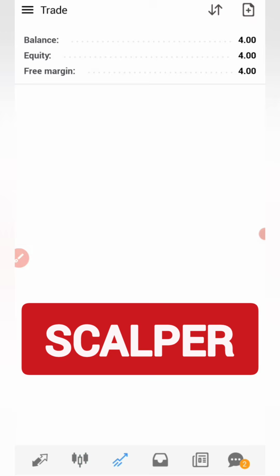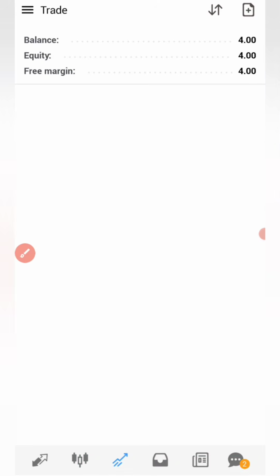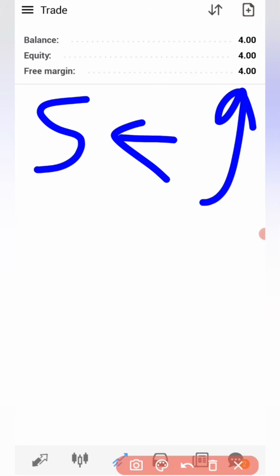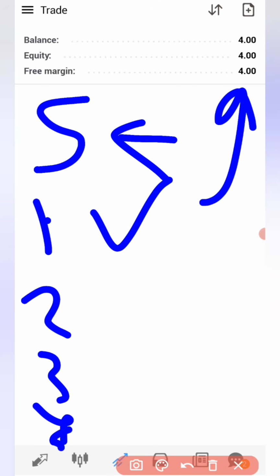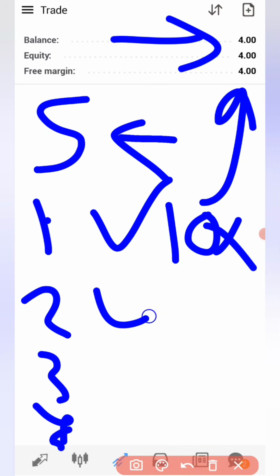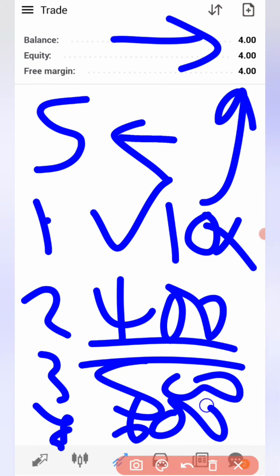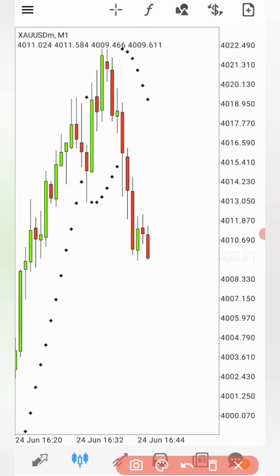But if you're going to be a scalper only using $4 accounts, make sure you have minimum 5 trading accounts which have $4, so that when one trading account wins, you can get 10 times or even up to 100 times what you're risking right here. Which means on this trading account, you can end up making $400, $500, or even up to $600 or more. And this is exactly what we're going to try to do today.